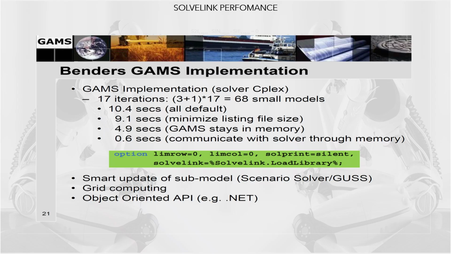Its objective is to show the cost over time of the GAMS activities. The results are displayed in such a way that the time of deleting the previous activity is determined. The first indicator presents the fastest option. Communicate with solver through memory, 0.6 seconds, disposal cost, 4.3 seconds. GAMS stays in memory, 4.9, disposal cost, 4.2. Minimizing listing file size, 9.1, disposal cost, 1.3. SolveLink default, 10.4, disposal cost, 0.